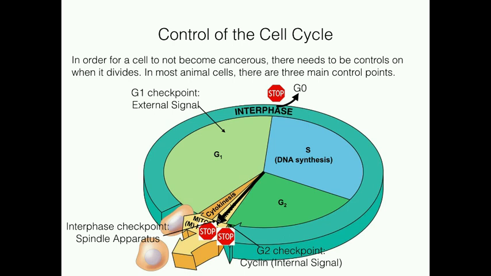If things aren't hooked up right and it spends too much time and can't get itself figured out, the cell will actually die. It will trigger into what's called apoptosis, which is programmed cell death. But assuming that everything is working properly, the spindle apparatus is set up right, then the cell gets clearance to continue with mitosis and cytokinesis and divides.